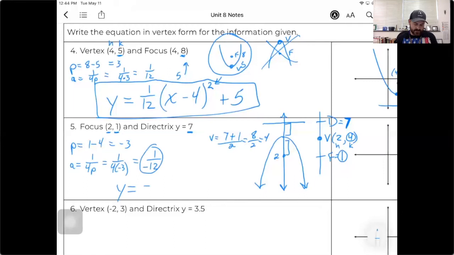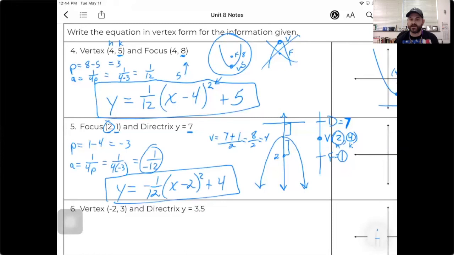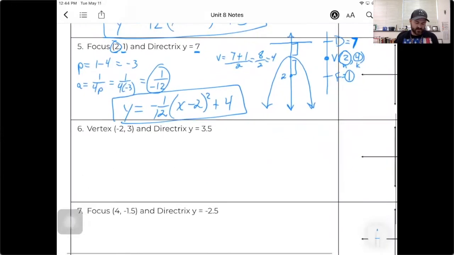y equals negative 1/12 times (x minus 2. Remember, h lies. Parentheses squared plus k. I found out my k value is 4. K tells the truth. And there's that equation. Let's just keep moving forward. The more examples we do, hopefully the easier this gets.